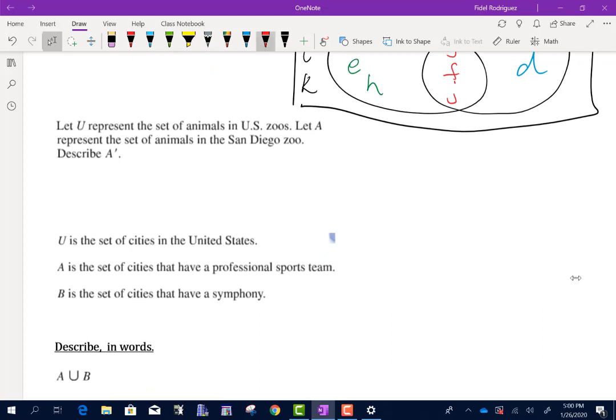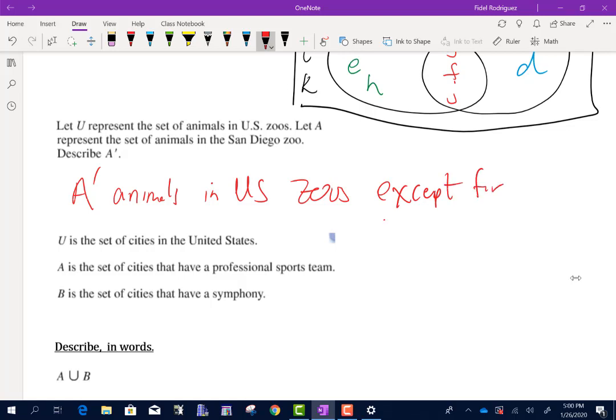Okay, so now let's take a look at the next one here. Let's see what it says. Let the universal set represent the set of animals in U.S. zoos. Okay, this is all the zoos in the United States. Let A represent the set of the animals in the San Diego Zoo. Describe A complement. Okay, A complement would be animals in U.S. zoos except for the San Diego Zoo. Right? So like the Gladys Porter Zoo, right? Things like that. Okay.